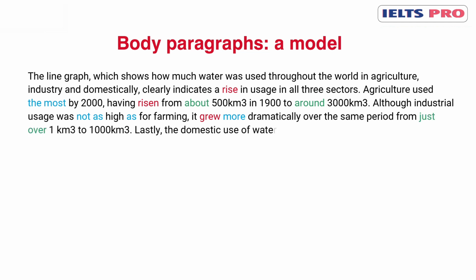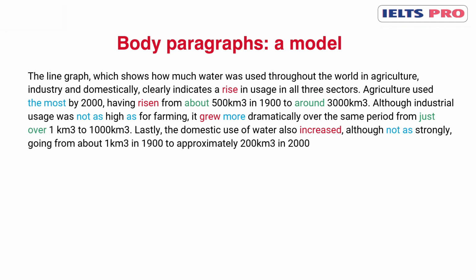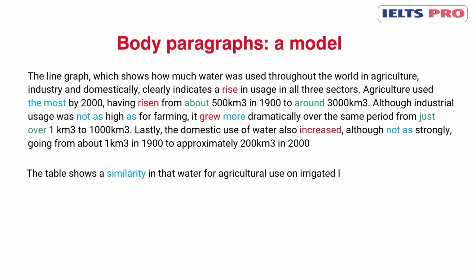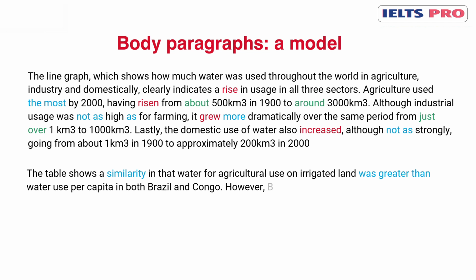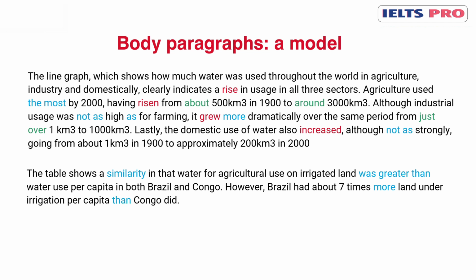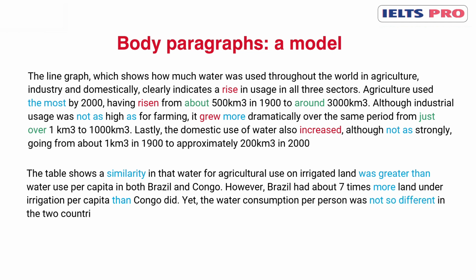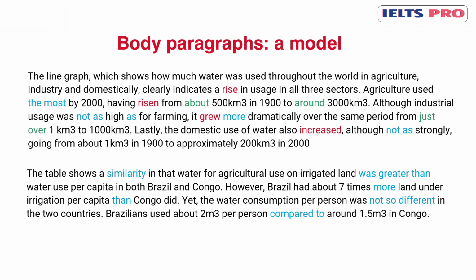Lastly, the domestic use of water also increased, although not as strongly, going from about 1 cubic kilometer in 1900 to approximately 200 cubic kilometers in 2000. The table shows a similarity in that water for agricultural use on irrigated land was greater than water use per capita in both Brazil and Congo. However, Brazil had about 7 times more land under irrigation per capita than Congo did. Yet, the water consumption per person was not so different in the 2 countries. Brazilians used about 2 cubic meters per person compared to around 1.5 cubic meters in Congo.